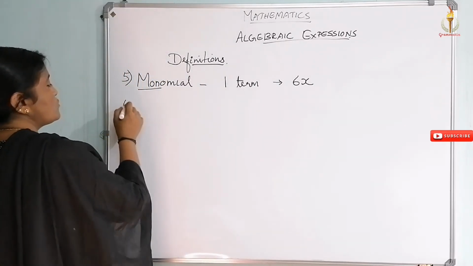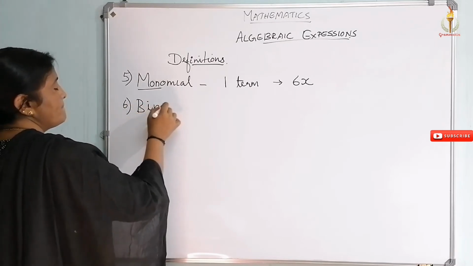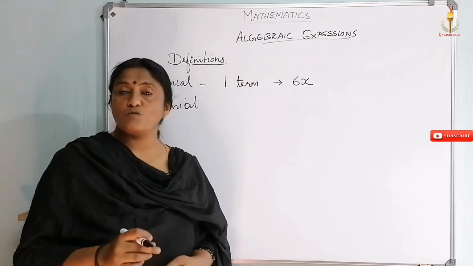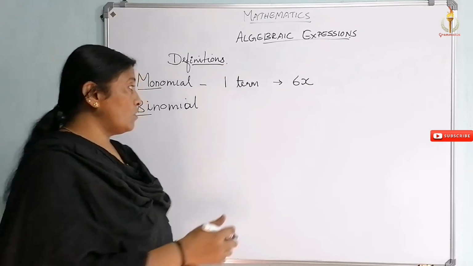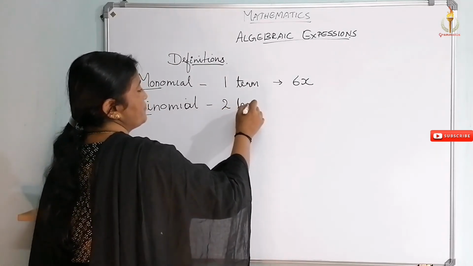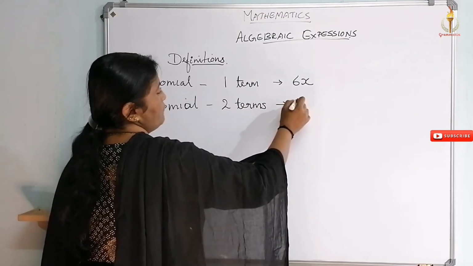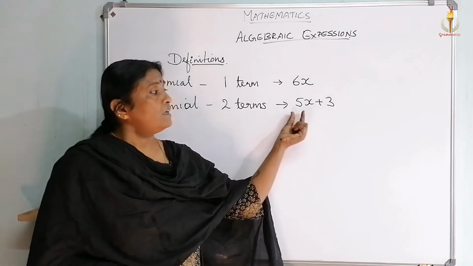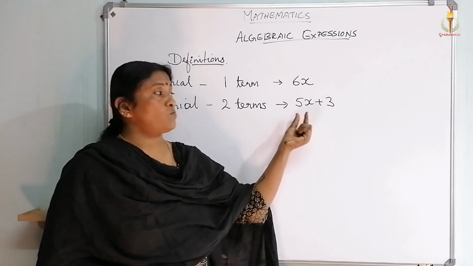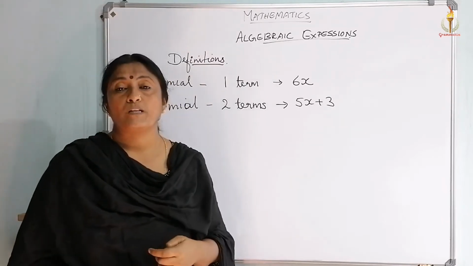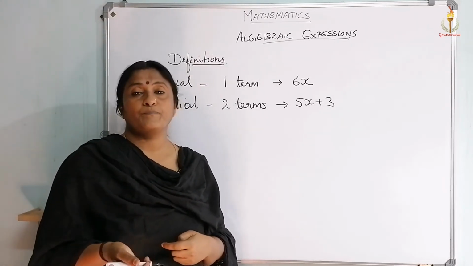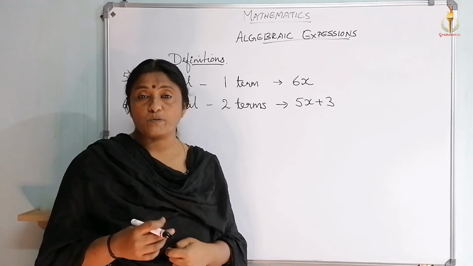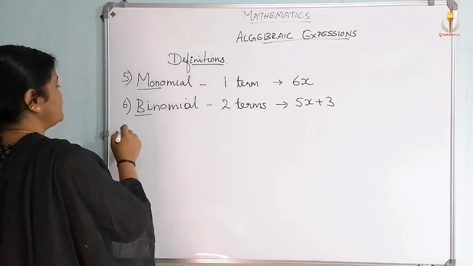And then the sixth one is binomials. Now what do you mean by a binomial? As the name indicates, bi means two. So expressions having two terms are called binomials. You can write 5x plus 3. You have two terms here, 5x and 3. Two terms combined together with a plus sign. So you have two terms, that is a binomial. And with more than two terms, it is a polynomial. But there is a specific term for an arithmetic expression having three terms, that is trinomial.